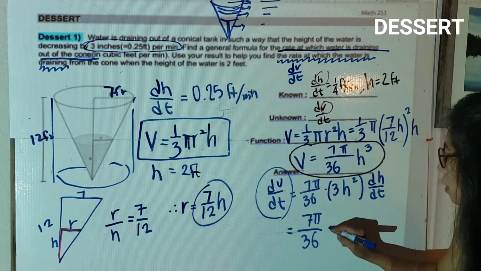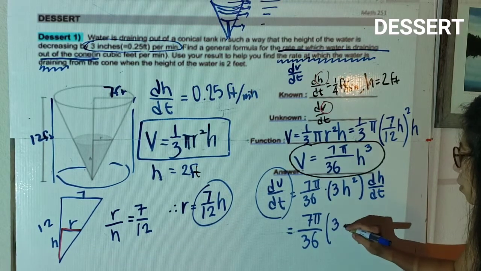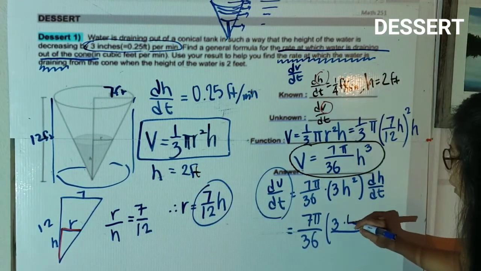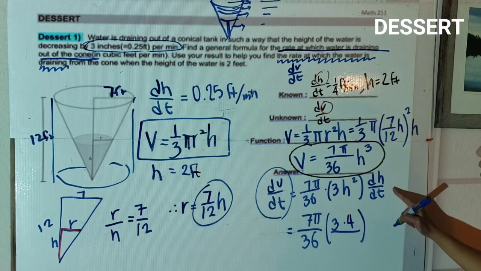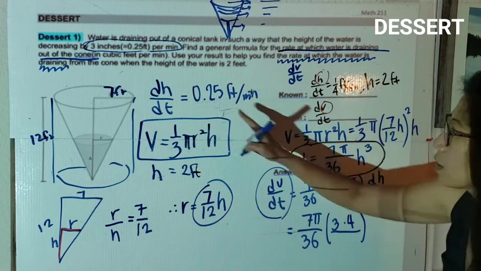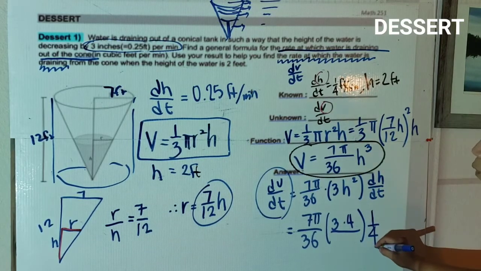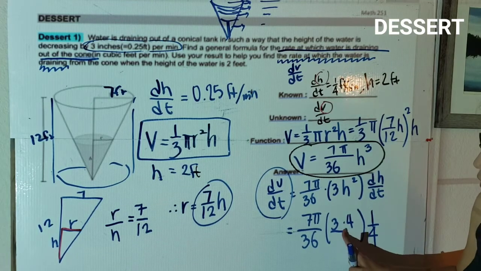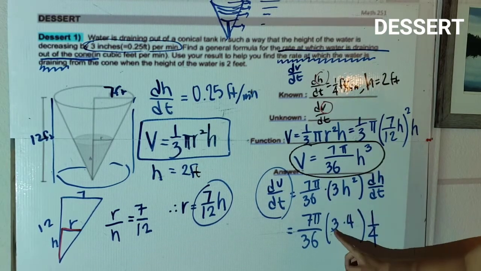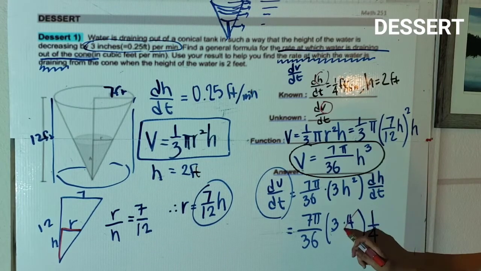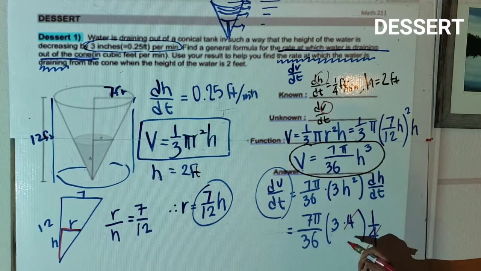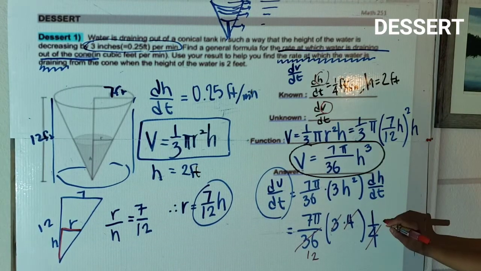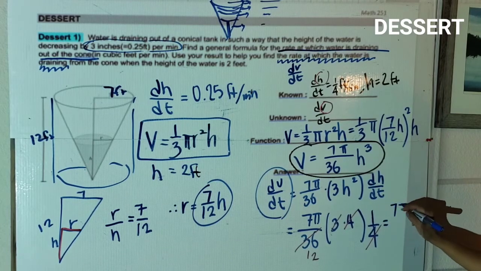7 pi over 36 times 3 times h squared, h is 2 feet, so that's going to be 4, right? And then dh/dt, did they give me dh/dt? That's going to be 1/4. Did I plug in everything? Are you guys following okay? So I plugged in 7 pi with 36, and now we are going to reduce. As you see, 4 reduces this 4. This 3 reduces as a 12. So I'm almost there. It's going to be 7 pi over 12.